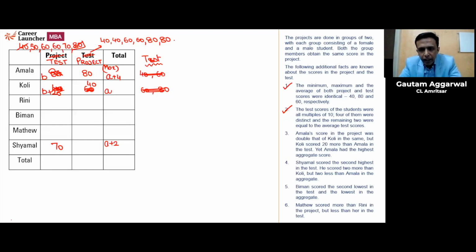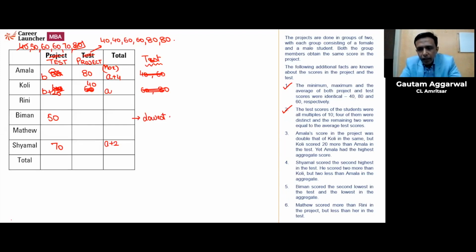Biman scored the second lowest in the test. Second lowest in the test has to be 50. So Biman का score यहाँ पे 50 होना चाहिए. And lowest in aggregate, so यहाँ पे इसका जो score है वो lowest होगा, minimum होगा.